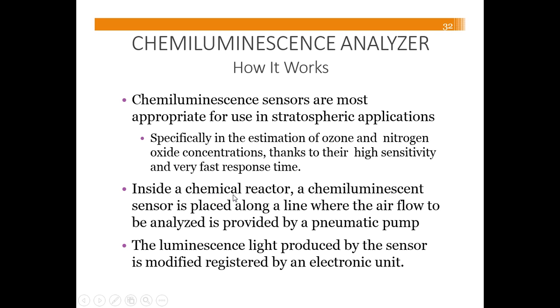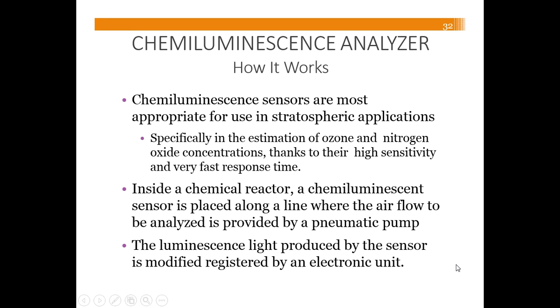Inside a chemical reactor, a chemiluminescent sensor is placed along a line where the airflow to be analyzed is provided by a pneumatic pump. The pneumatic pump sucks in the air and releases it along a line that passes the sensor, the chemical reactor. The luminescent light produced by the sensor that the air passes is modified and registered by an electronic unit.